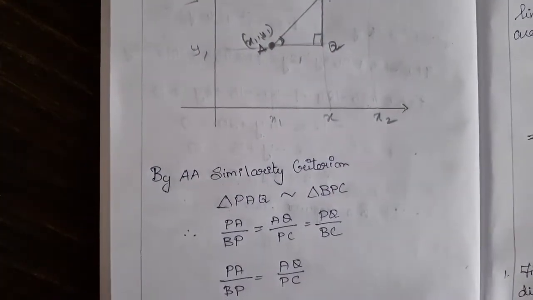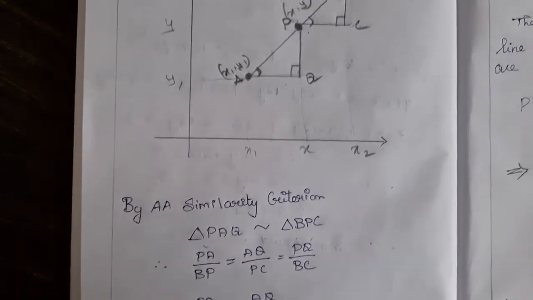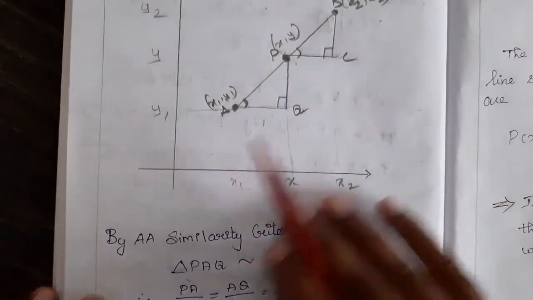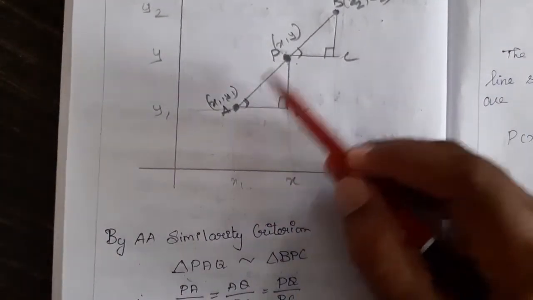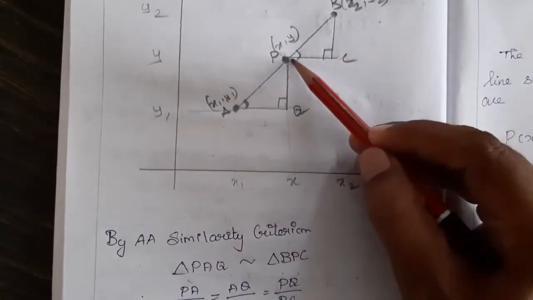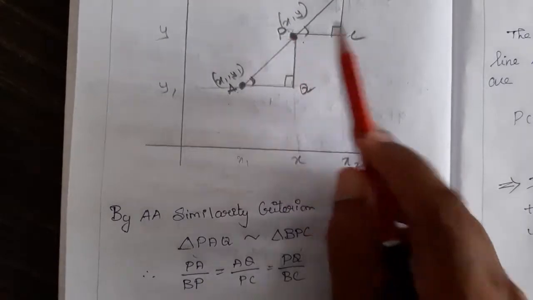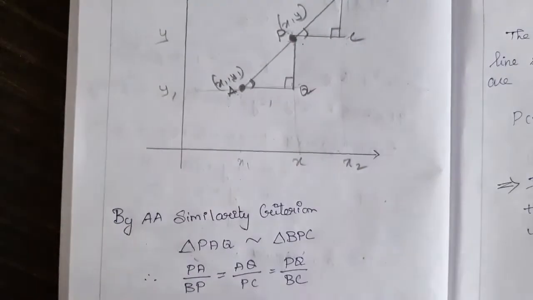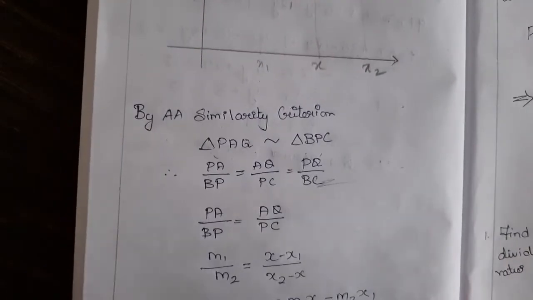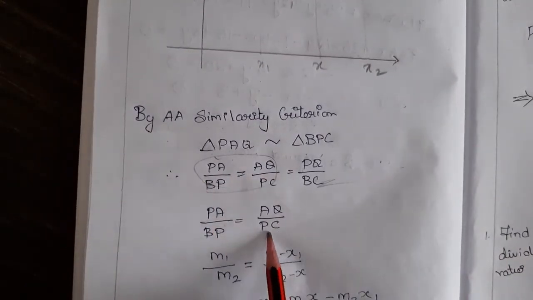In any order. If these two triangles are similar, the corresponding sides will be in the same ratios, right? The ratios of the sides are proportional. So PA and BP will be in the ratio which is equal to AQ and PC, which is also equal to PQ and BC, right? So first I will consider these two. PA by BP is equal to AQ by PC.